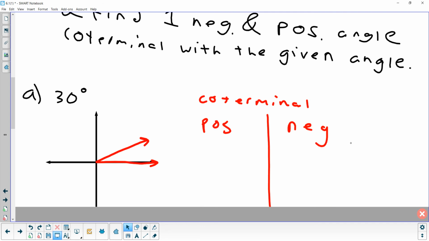Can someone give me an angle that is coterminal with 30 degrees and positive? There's an infinite amount of them, but just give me the simplest one you can, like the next one after 30. Caleb? 390. 390, yep. And you could add 360 to that again to get another one. How about an angle that's coterminal with 30 degrees and negative? Sophie? Negative 330.